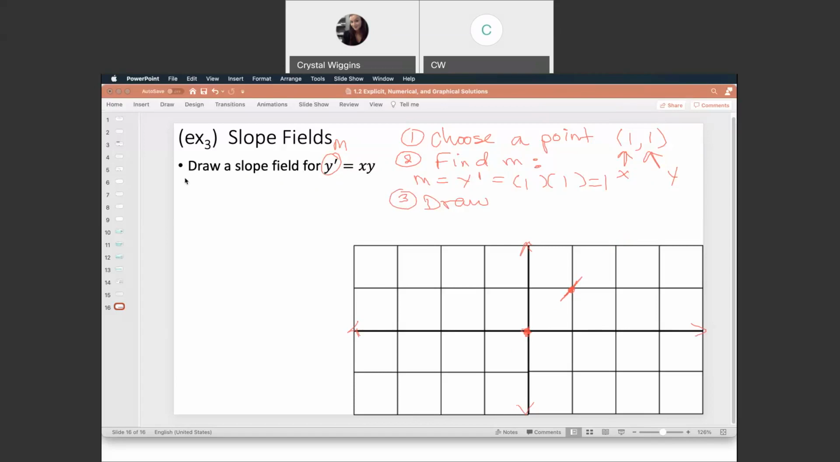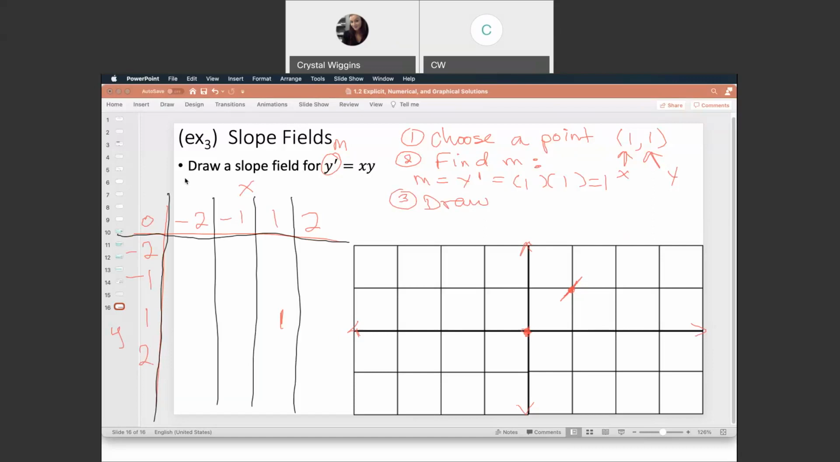The easiest way to do that is to create a chart. I put the x's up here and my y's over here: -2, -1, 1, and 2, and -2, -1, 1, and 2. You can picture that we're going to map these out. For (1, 1), we already know the slope is 1. Let me draw a quick table for you. There we go. So we know one of the slopes, and we used (1, 1) to graph the tiny line segment with a slope of 1, and we continue to find the rest of these slopes.